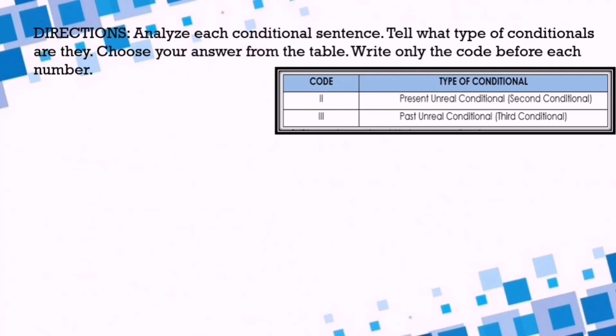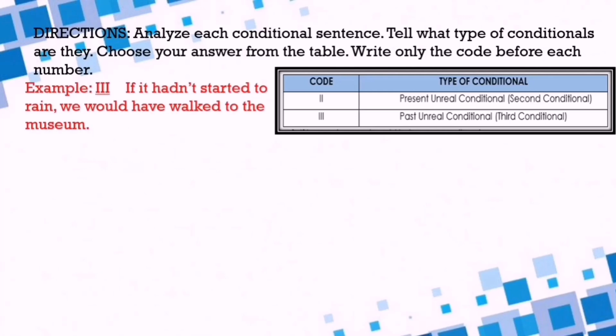It's now time to check if you have fully understood the lesson. Bring out your paper and your ballpen. Directions: analyze each conditional sentence. Tell what type of conditionals they are. Choose your answer from the table. Write only the code before each number. Use Roman numeral 2 for present unreal conditional and Roman numeral 3 for past unreal conditional. Example: if it hadn't started to rain, we would have walked to the museum. The answer is Roman numeral 3.